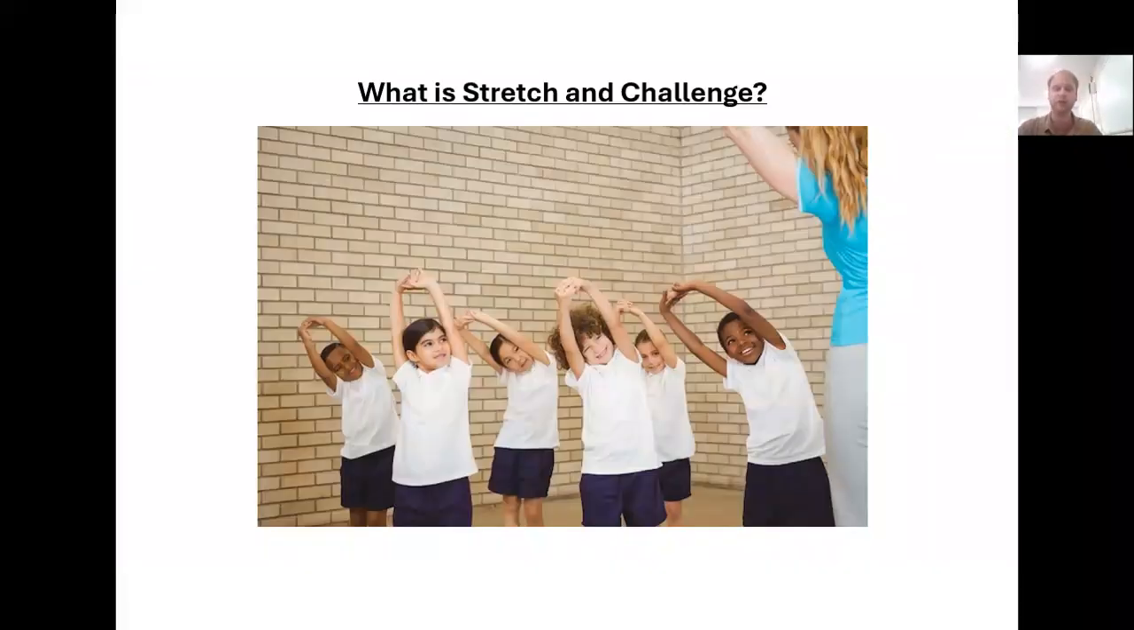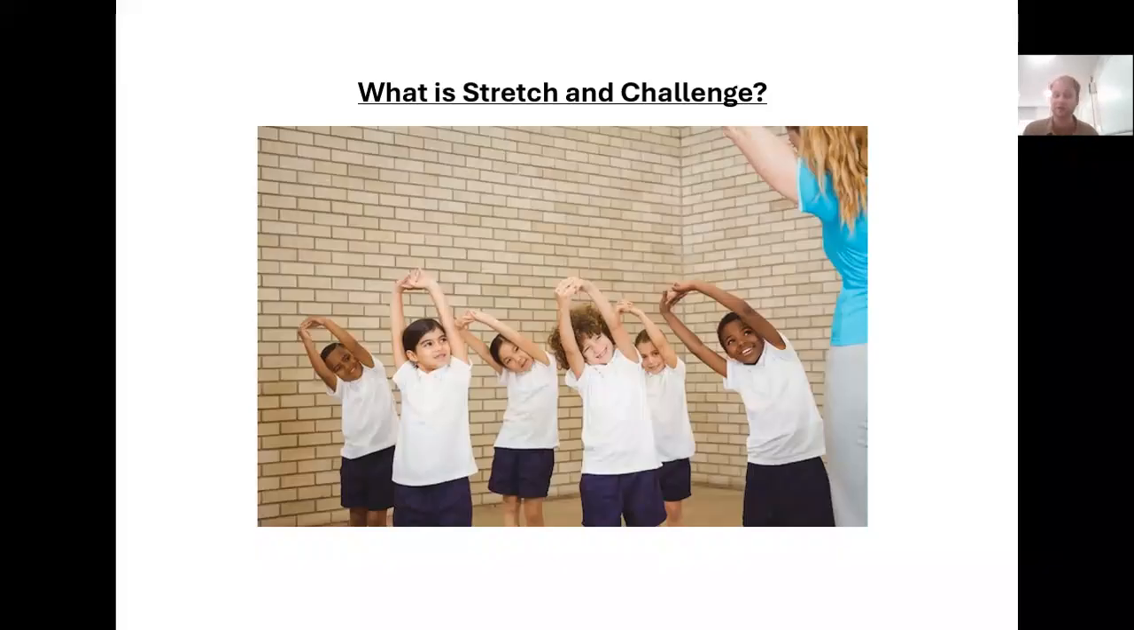So to start off, what is stretch and challenge? Stretch and challenge, in short, is a pedagogical approach to teaching which involves specifically crafting your lessons to the individual. It's the aim of the teacher not only to teach, but to ensure that their students are learning and being able to apply their acquired knowledge to wider tasks.